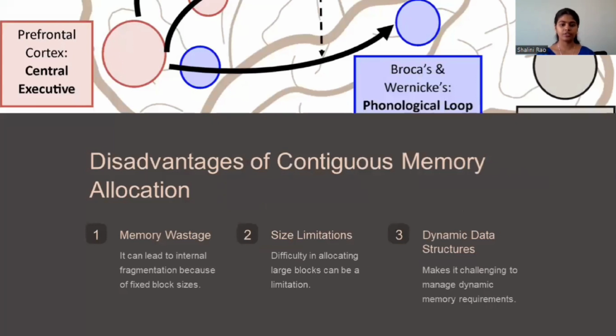Next, we have disadvantages of contiguous memory allocation. Memory wastage: it can lead to internal fragmentation because of fixed block sizes. Size limitations: difficulty in allocating large blocks can be a limitation. Dynamic data structures: it makes it challenging to manage dynamic memory requirements.